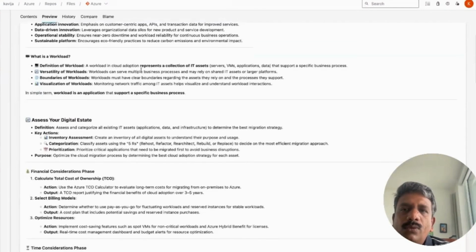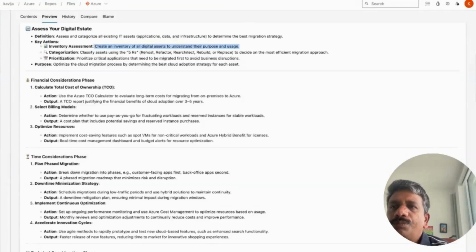What is a workload? A workload is nothing but a collection of IT assets to support a business process. Say you have a timesheet application. In this case, you will possibly have one front end application and one database. So you're looking at two virtual machines, and one application, one database.